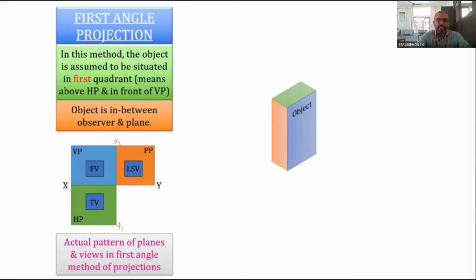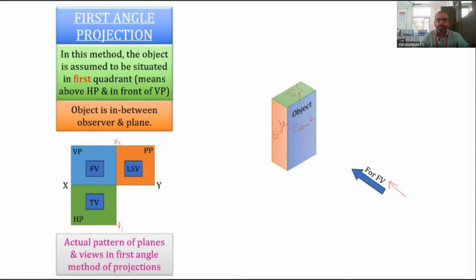Let's see the three-dimensional representation. Let this be the object, a rectangular block. In order to get the front view, we look from this side, from this angle. This is our front, this is our top, and this is our side.